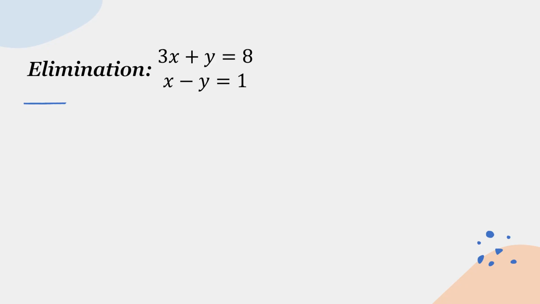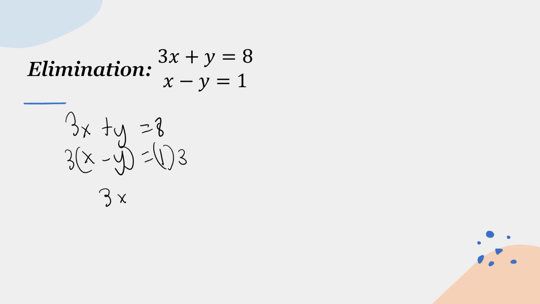Elimination is much easier than substitution, so let's see how it goes. 3x plus y is equal to 8. x minus y is equal to 1. So what you could do is multiply both sides of this equation by 3. It won't harm the equation in any way. All the values will stay the same. So you get 3x plus y is equal to 8, and 3x minus 3y is equal to 3.